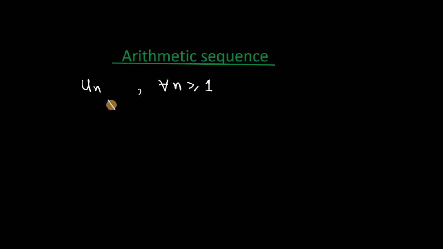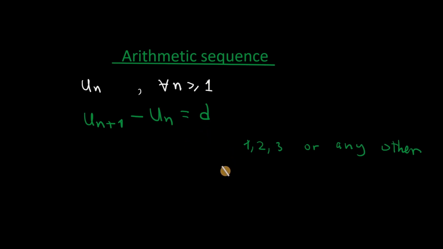Arithmetic sequence. Un is said to be an arithmetic sequence for every n greater than or equal to 1 if un plus 1 minus un is equal to d, where d is a constant. D being a constant means d can be any numerical value, either 1, 2, 3, or any other. D is also called the common difference.